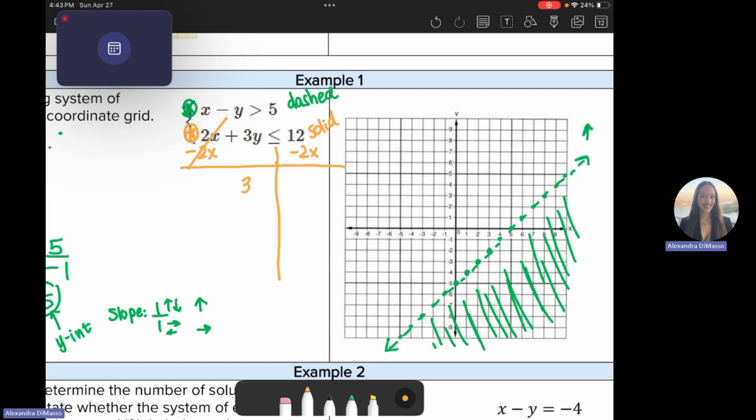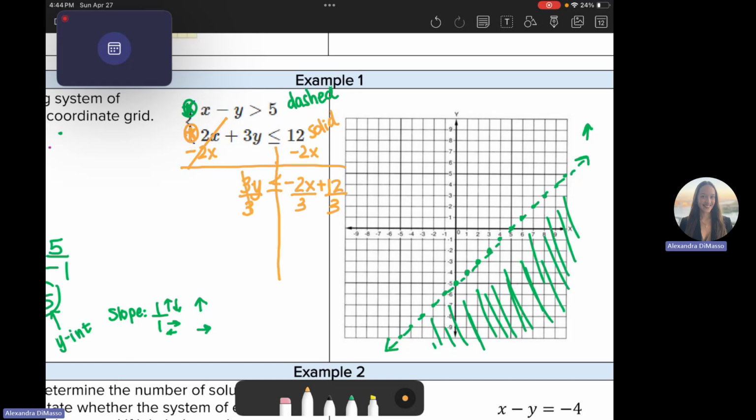I'm left with 3y is less than or equal to, and now again, we can't put a 12 and a negative 2x together, so I just rewrite minus 2x, and this is a positive 12. Okay, now I want to get the y by itself, so in order to do that, inverse operation, opposite of multiplying by 3 is dividing by 3, and again, I have to do it to every part of this equation.